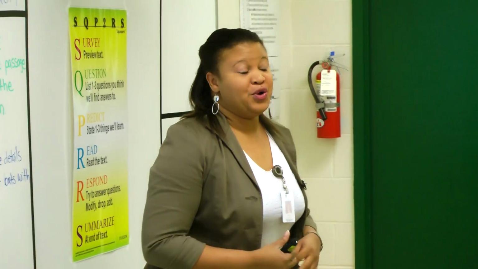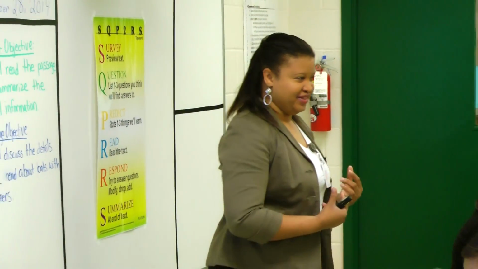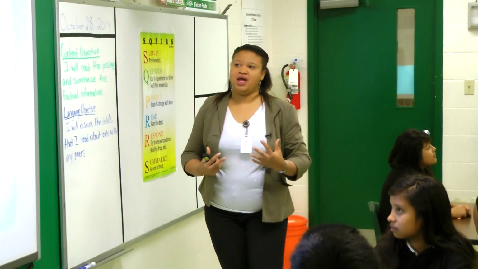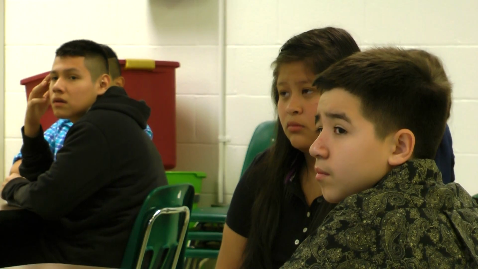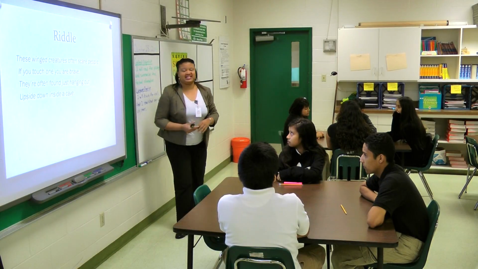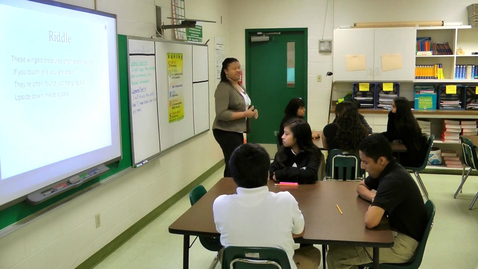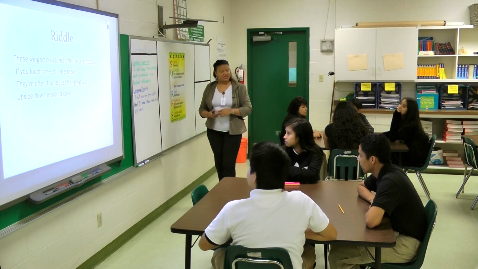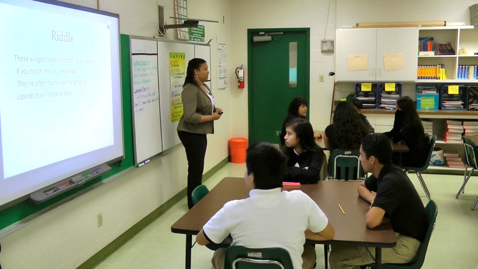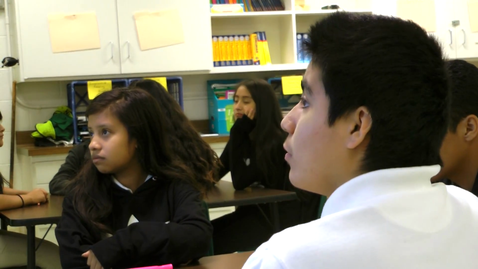I'm going to read the riddle, and then I want you to think about it to yourself, and then I'm going to ask you a question about it. The riddle says, these winged creatures often scare people. If you touch one, you are brave. They're often found just hanging out, upside down inside a cave. Okay, I want you to think about that, and you can reread it to yourself if you would like. But I want you to think about, what is it that this particular riddle is talking about? Think about it for a moment.